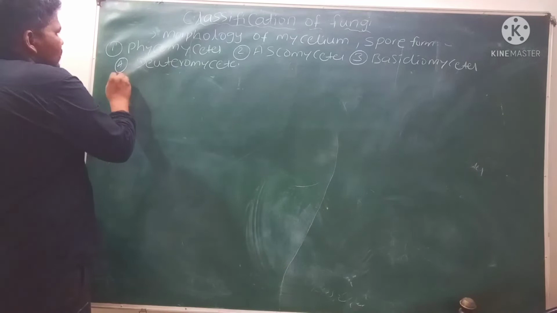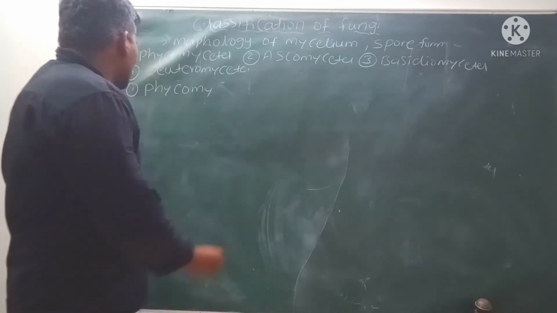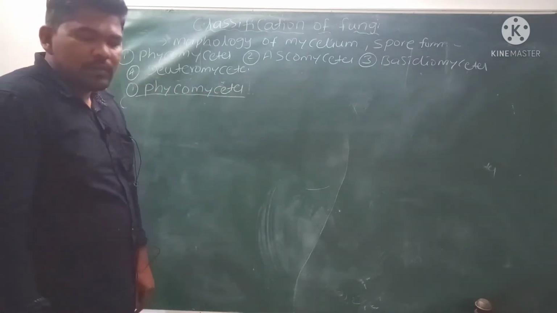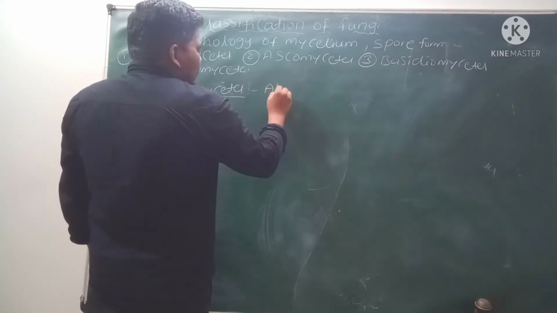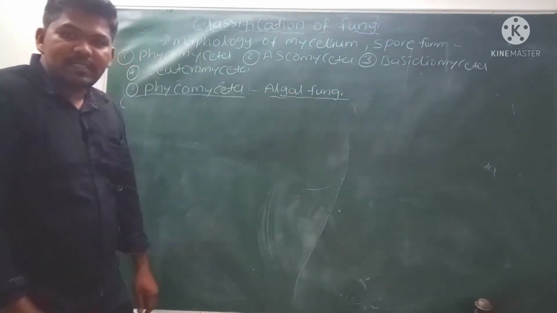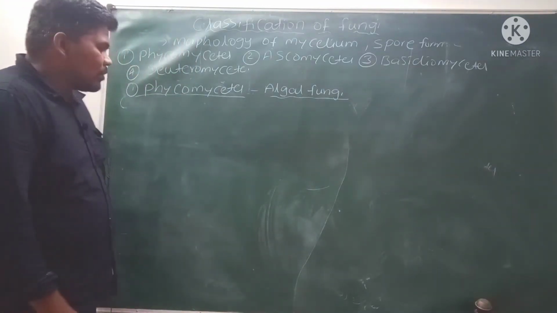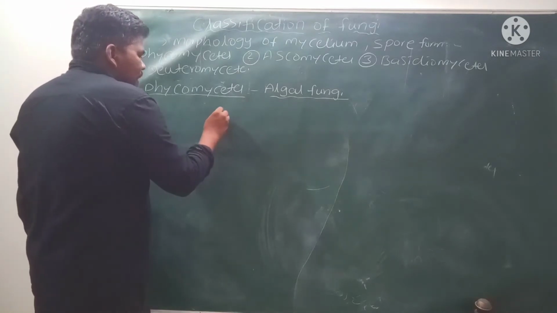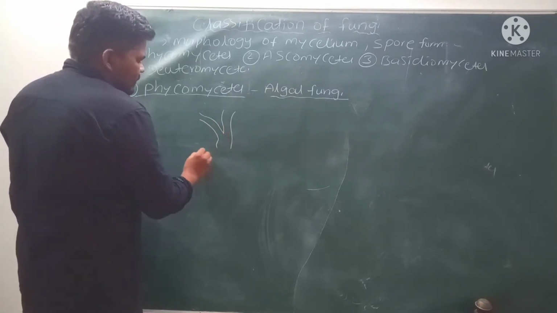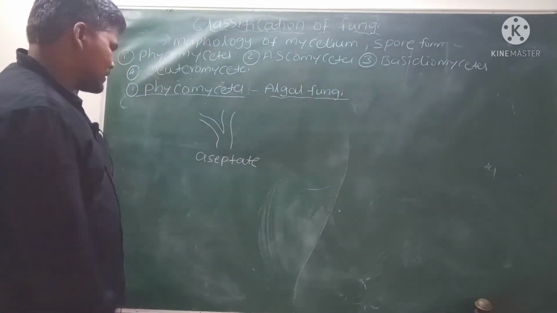First we have to discuss phycomycetes. Phycomycetes are also called algal fungi. If you observe the phycomycetes, the mycelium is aseptate. Aseptate means there are no cross walls.